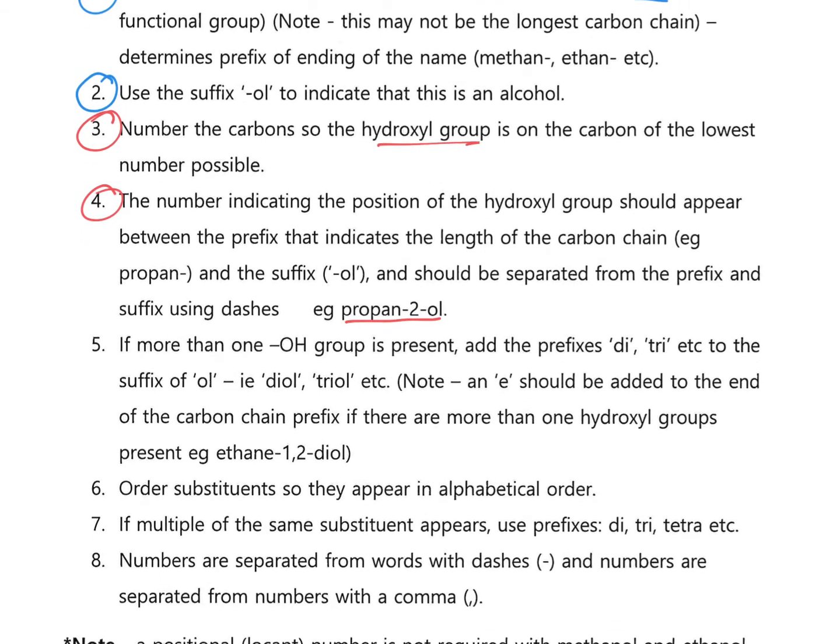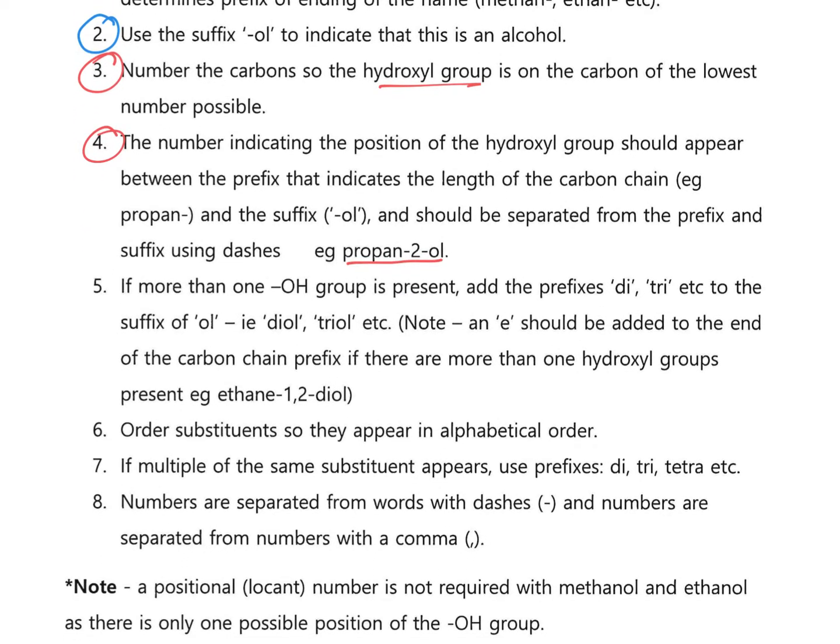If we have more than one OH group present, then we should use the little prefixes di, tri, and so on before the suffix of -ol. So for example, if we had 2 OH groups, it would be diol, or 3 OH groups, it would be triol. And also a bit like with alkenes, if you remember, we would have gone from, say, but-1-ene to buta-1,2-diene. With alcohols, we don't put an A in front of your carbon chain prefix. We actually put an E in front of the carbon chain prefix.